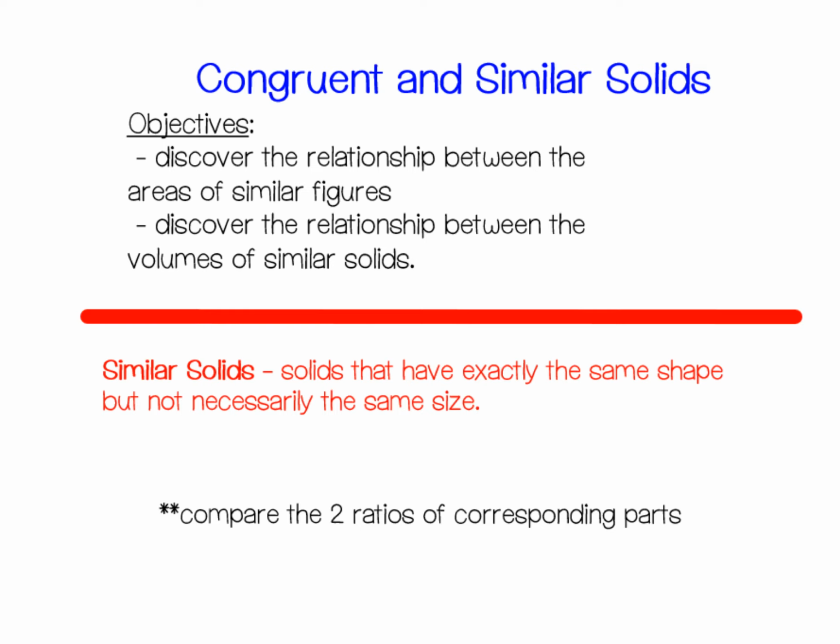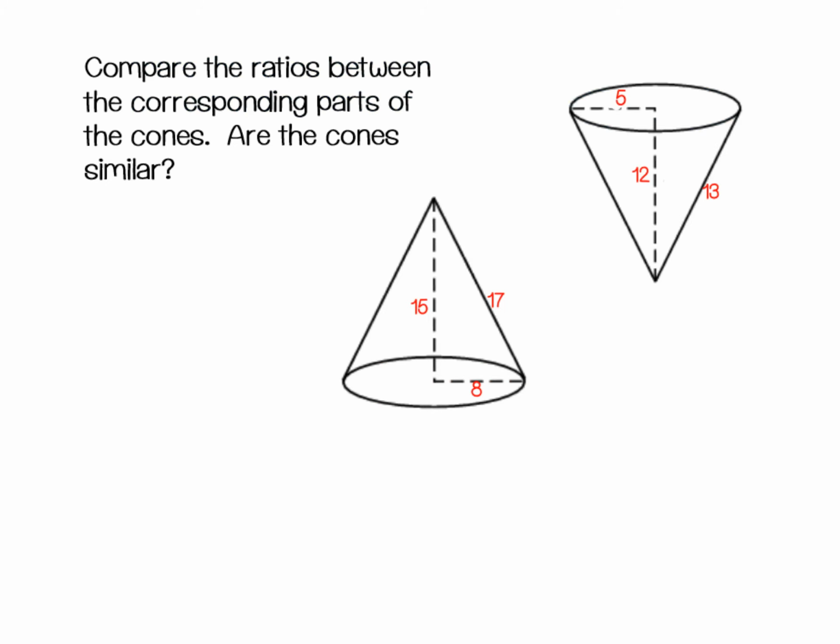So first of all, similar solids, let's just define that to start with. Similar solids are solids that have exactly the same shape. So they're both cones, for instance, but not necessarily the same size, but they are going to be proportional to each other. So we're really just comparing all the parts again, just like what we would do if it was a two-dimensional figure. So for instance, here, when I look at these two cones, I'm going to have to compare a radius to a radius.